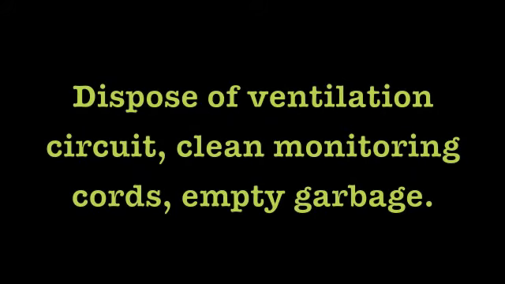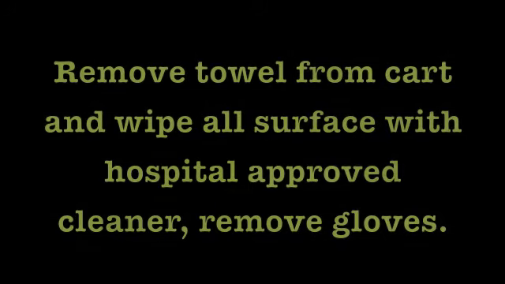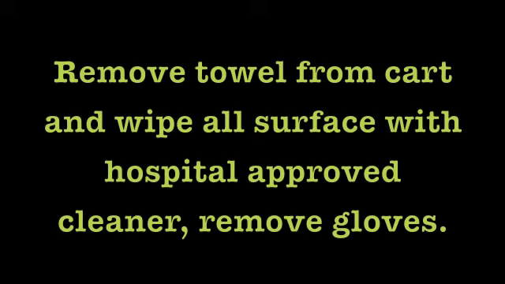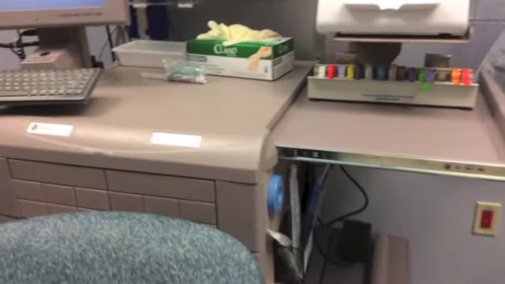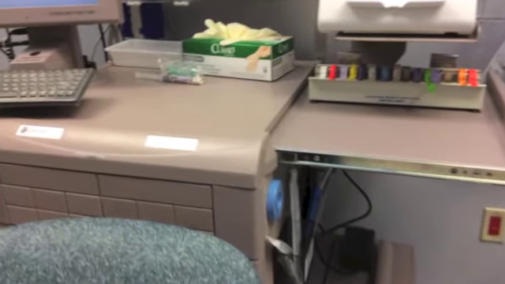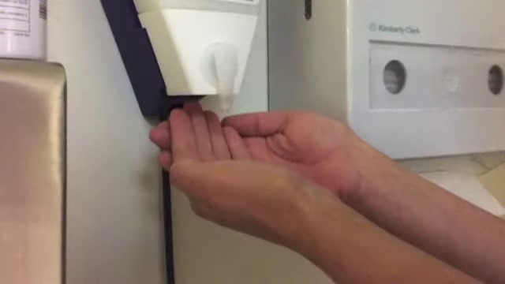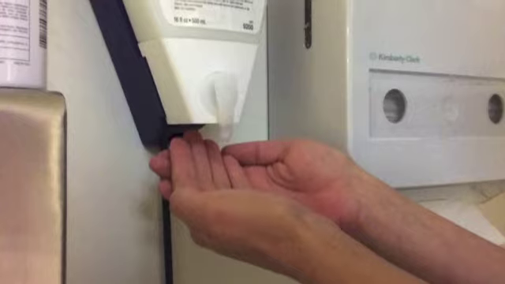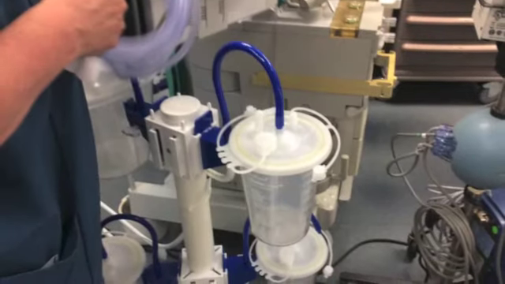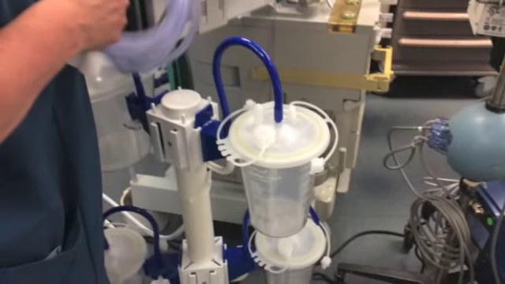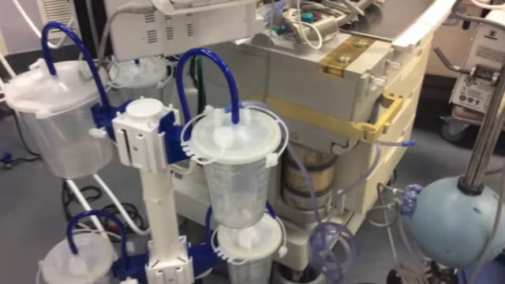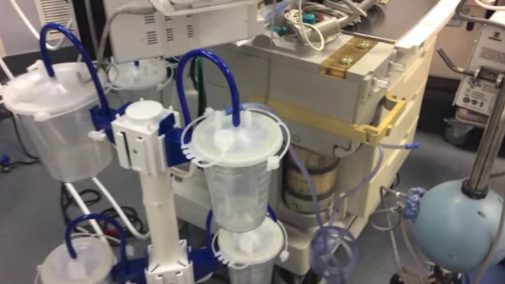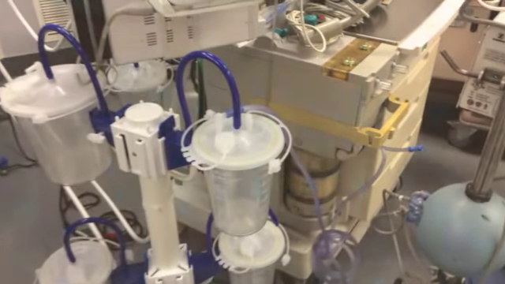Clean the blood pressure cuff and cord, pulse oximeter, and EKG leads and coil, and place back on the anesthesia machine. Remove the towel from the med cart and wipe all surfaces of the anesthesia cart and back table. Empty garbage. Remove gloves and perform hand hygiene. Please double check that the suction canister, tubing, and suction tip have been replaced. Safety first. This is an airway issue and it's always airway, airway, airway.